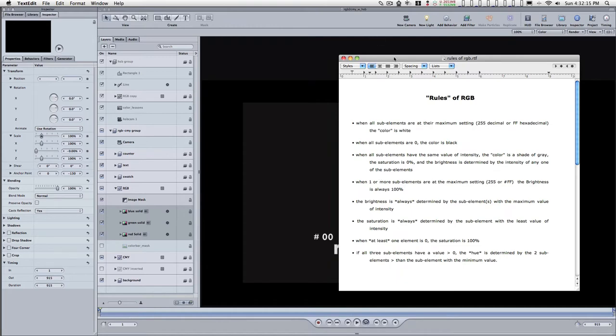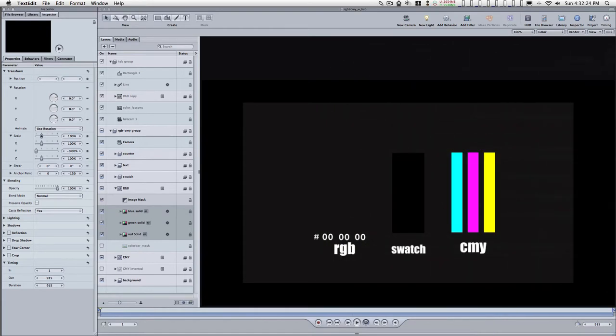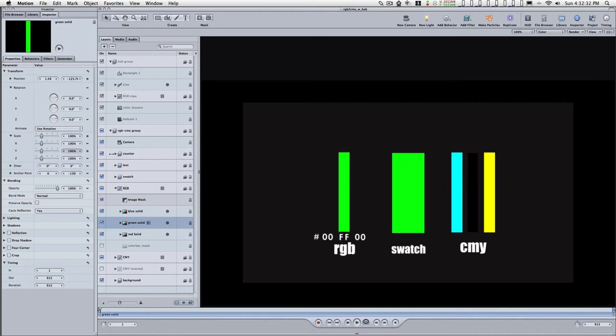Okay, back to the rules. When one or more sub-elements are at the maximum setting, the brightness is always 100%. So let's pick the green. Take it up to 100%. This is pure green. It has a saturation of 100% and a brightness of 100%.